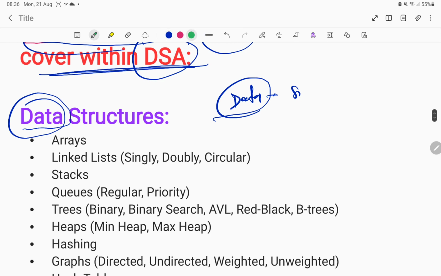Now, array. If I talk about arrays, the array is the most important data structure. It is a linear data structure. Linked list is also a linear data structure.